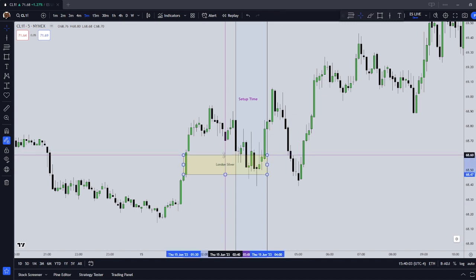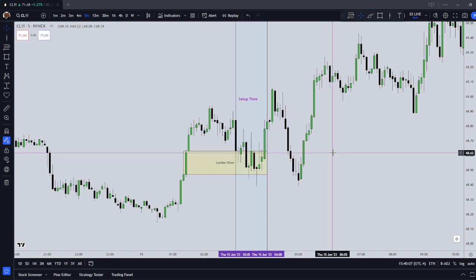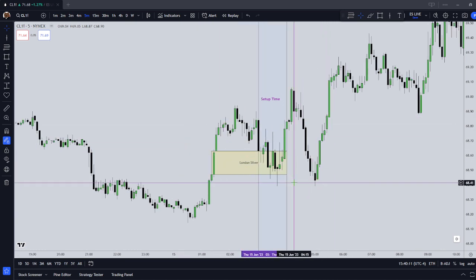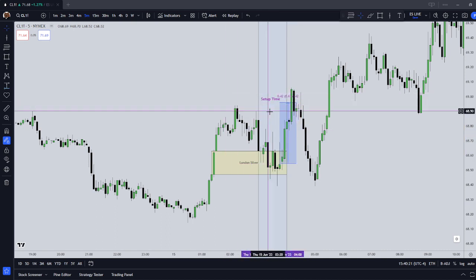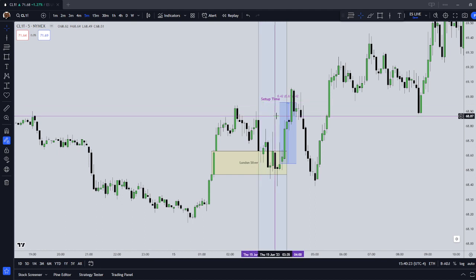But you really only have, if you're not using the Asian silver bullet that I talked about before, only two silver bullets really on commodities. But anyways, we get long here in the sell side inefficiency and we wait. Now, you can see that price immediately targets the nearest liquidity, which was 42 cents higher, 42 points higher.